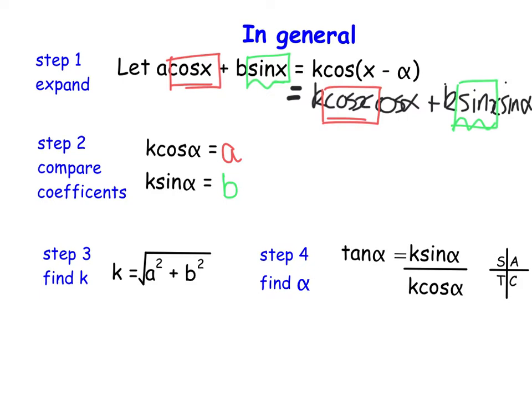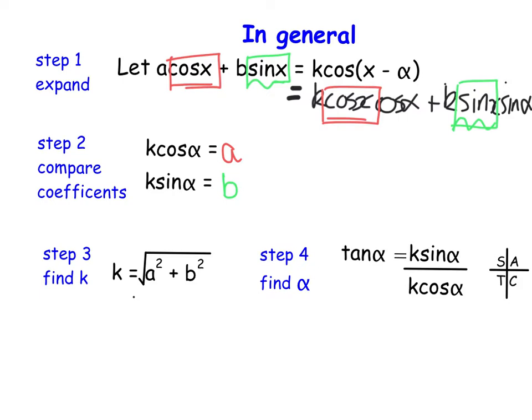From there, to get k, to get your amplitude, we have to do a wee bit of Pythagoras. So you take your values of a and b, and you put them under a square root, and you get your answer. If it's not a nice answer, you leave it as a surd, okay? So that's what you would do in there.